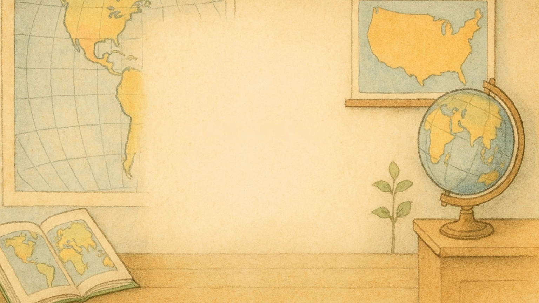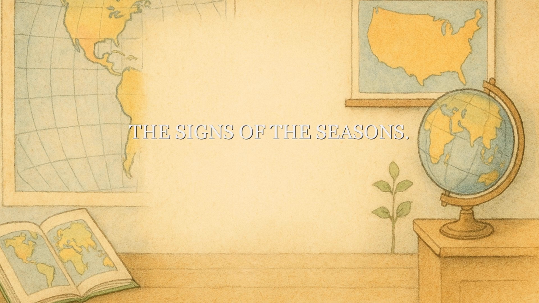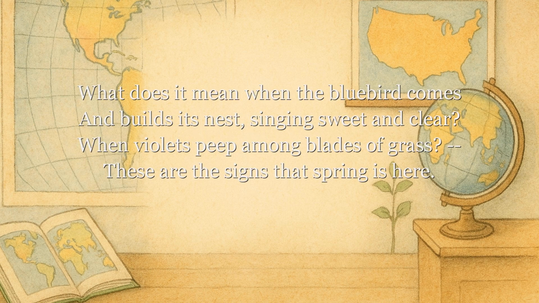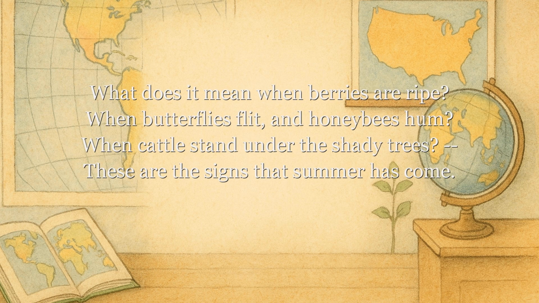Lesson XL. The signs of the seasons. What does it mean when the bluebird comes and builds its nest, singing sweet and clear, when violets peep among blades of grass? These are the signs that spring is here. What does it mean when berries are ripe, when butterflies flit and honeybees hum, when cattle stand under the shady trees? These are the signs that summer has come.